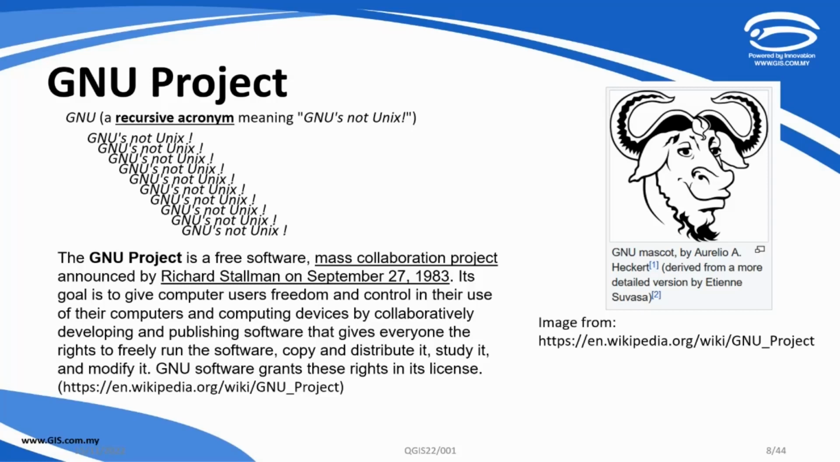Its goal was to give computer users freedom and control in the use of computers and computing devices by collaboratively developing and publishing software that gives everyone the right to freely run the software, copy and distribute it. Meaning that this is when they would give the GNU software license agreement, a license that allows you to share, redistribute, and modify the software. So this is the spark. This is when open source started.